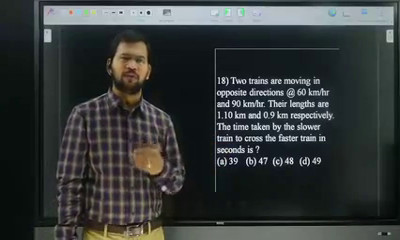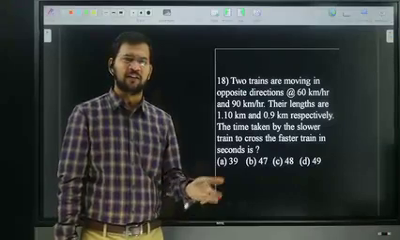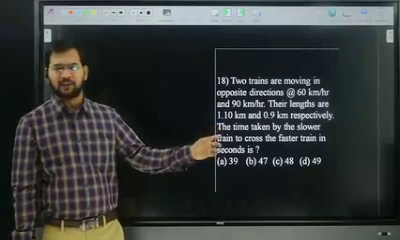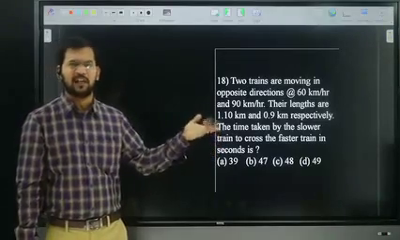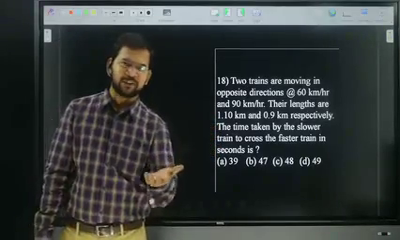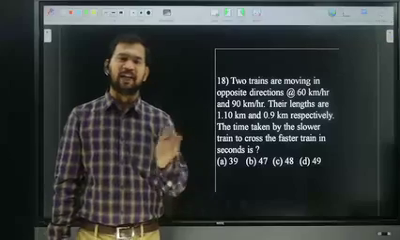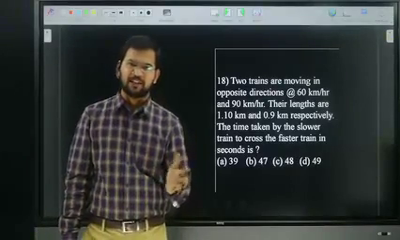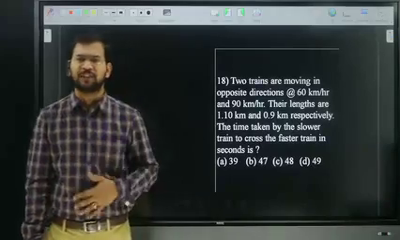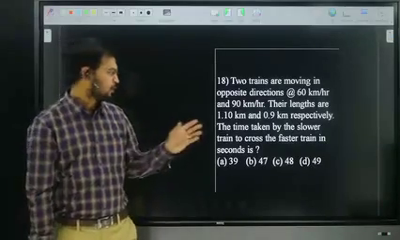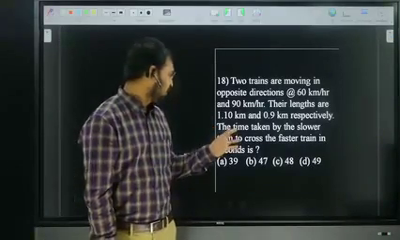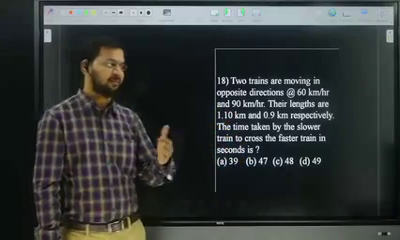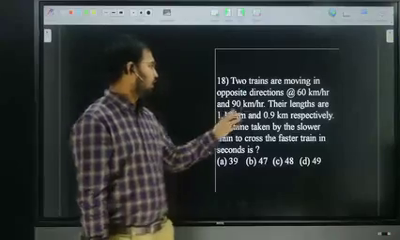I already told you, whenever one train is crossing another moving train, distance is nothing but length of train one plus length of train two. Length of train one is 1.1 kilometers, that is 1100 meters. The second train is 0.9 kilometers, that is 900 meters. 900 plus 1100 is 2000 meters. In which direction do the trains pass each other? Opposite direction, so we take the sum of speeds: 90 plus 60, 150.